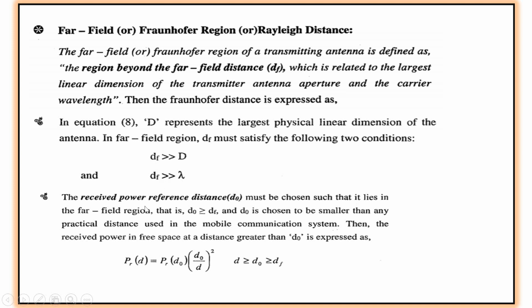lambda. The received power reference distance must be chosen such that it lies in the far field region. That is, D0 should be greater than or equal to DF. And D0 is chosen to be smaller than any practical distance used in mobile communication system. And the received power in free space at a distance greater than D0 is expressed as: PR(d) is equal to PR(D0) into D0 by d the whole square, where d lies in the range D0 to DF.